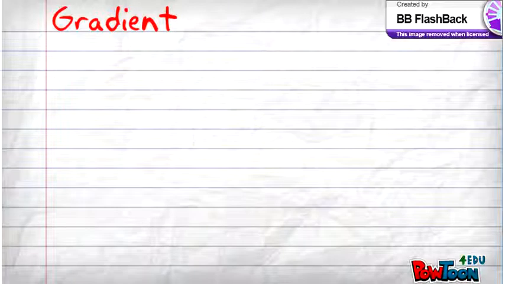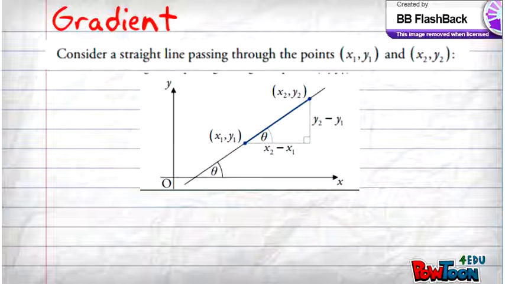Now, let's go on to consider the next concept, which is the idea of gradient, which hopefully you've come across before. Consider a straight line passing through x1, y1 and x2, y2. The gradient of that line is given by y2 minus y1 divided by x2 minus x1. So it's the vertical distance you've travelled going from x1, y1 to x2, y2 over the horizontal distance.